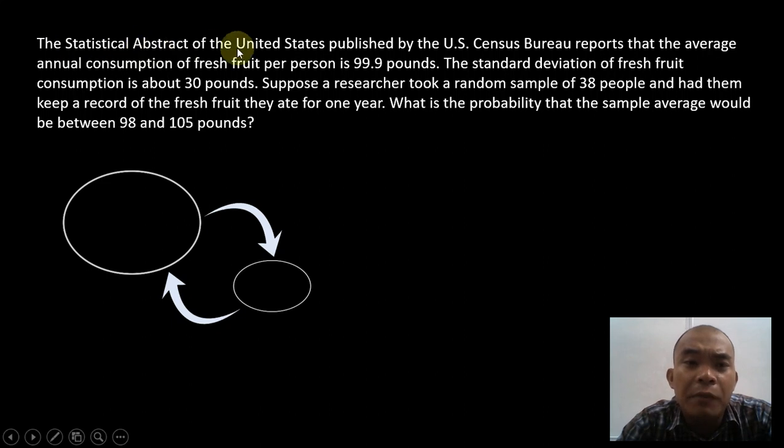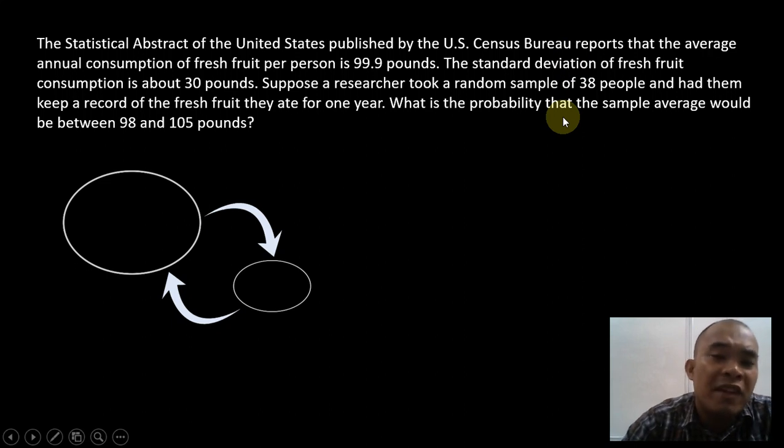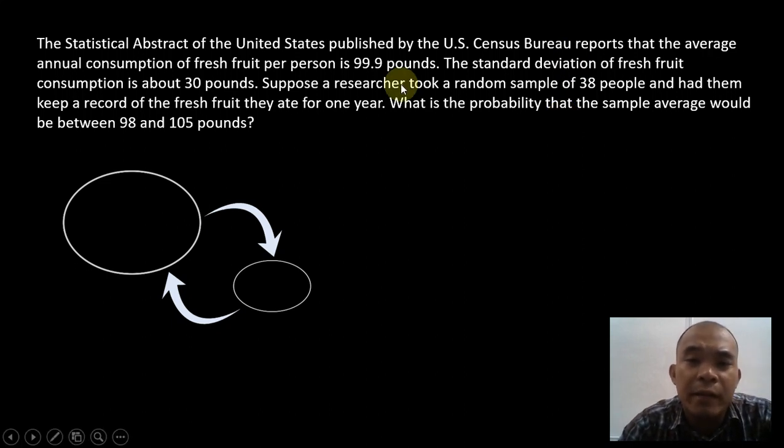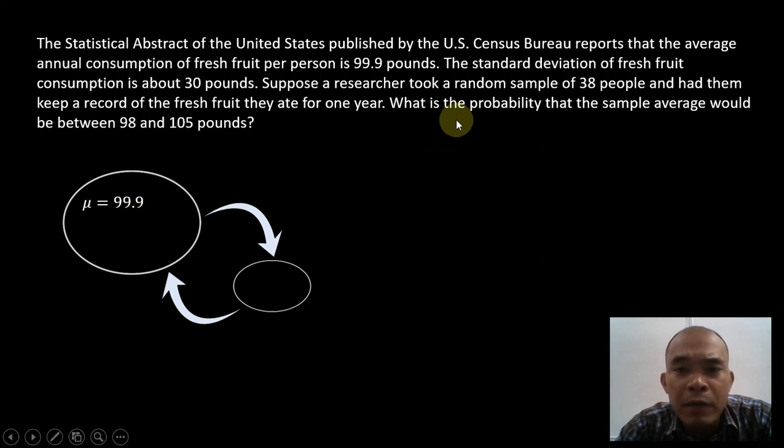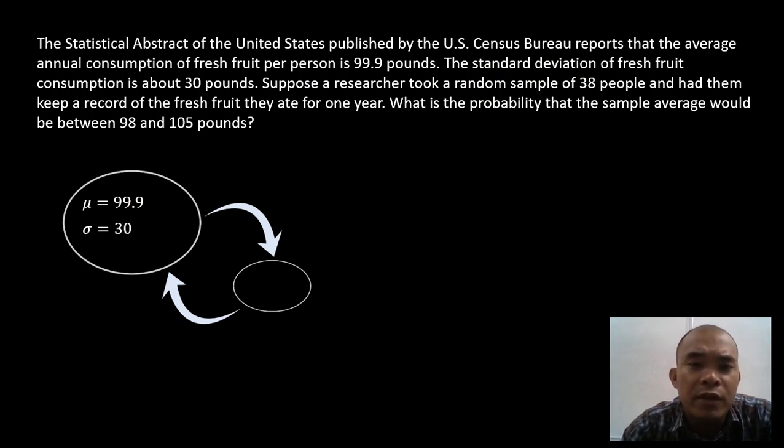So the Statistical Abstract of the United States, published by the U.S. Census Bureau, reports that the average annual consumption of fresh fruit per person is 99.9 pounds. So this is the average consumption in the United States, the average consumption of the population here. The standard deviation of the fresh fruit consumption is 30 pounds, talking about the population. So that's the population standard deviation.